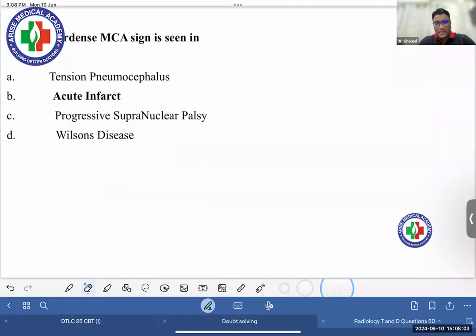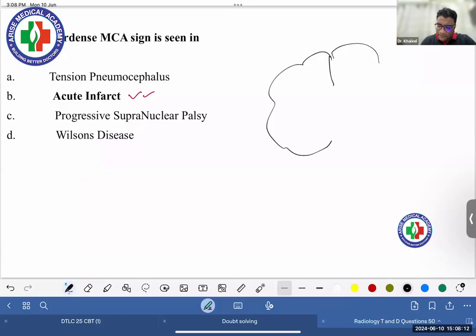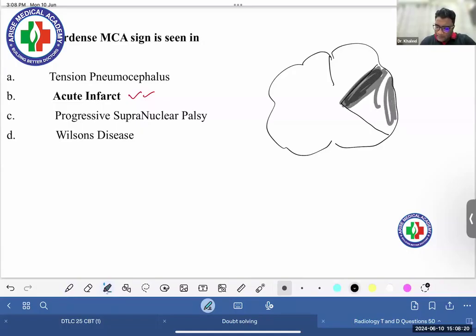Hyperdense MCA sign. This is a sign of acute infarct. I taught you this in your neuroradiology classes. If you look at the brain parenchyma, an infarct is a wedge-shaped area of hypodensity in the area of arterial territory. Infarcts are hypodense, black on CT scan. But one of the early signs of acute infarct is the middle cerebral artery going towards it becoming hyperdense, because of the thrombus inside. So hyperdense MCA sign is a sign of acute infarct.